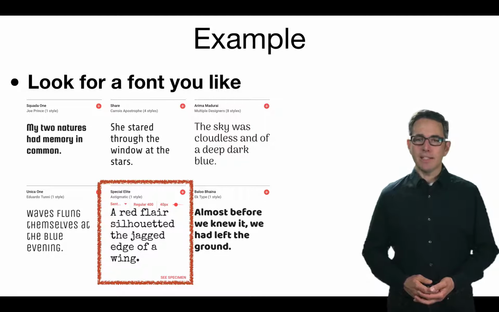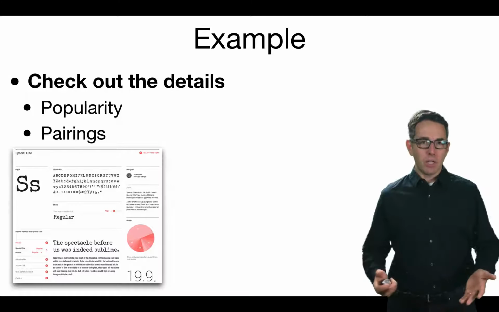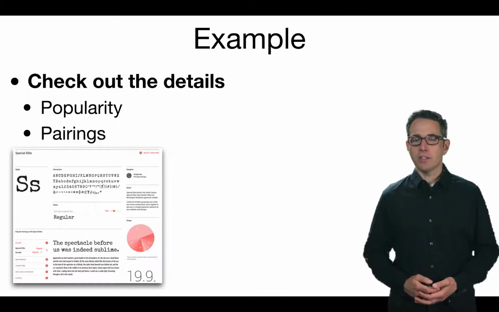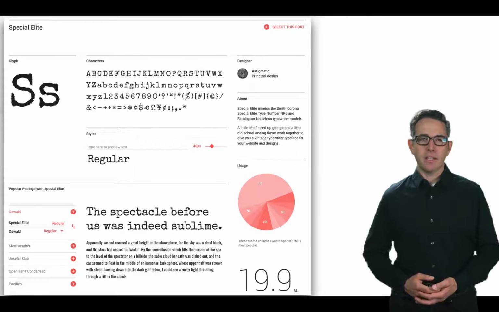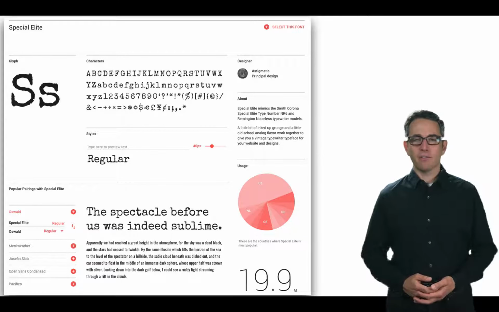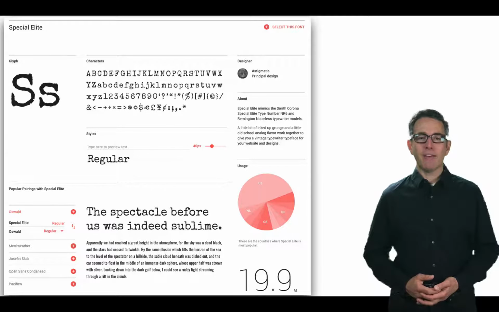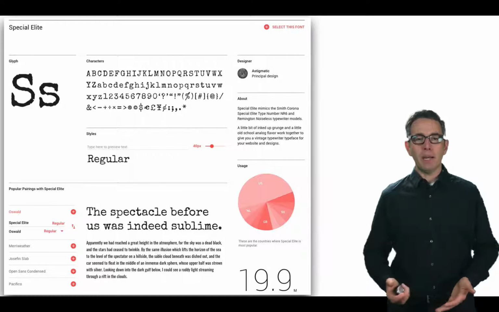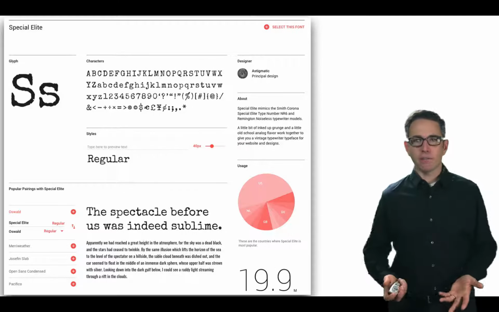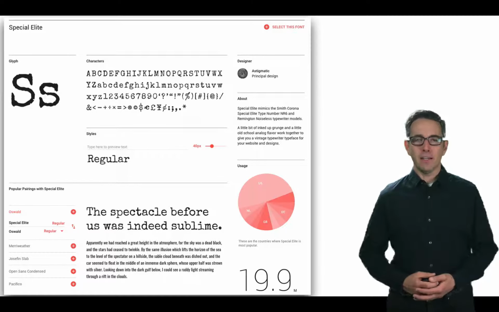So what I'm going to do is select it, and click on the See Specimen link down there at the bottom to get some details about it. When I do that, I can check out the popularity of it, and where regionally it's used. One thing that I like about this interface is that it'll show me pairings of this font with other fonts. If you look down in the bottom left, you can see how the Special Elite font is often paired with other fonts. And the text in the bottom center, where it says the spectacle before us was indeed sublime, is a pairing of a headline in the Special Elite font with some paragraph text in a different font. It's a suggestion for two things you might like to put together, a font palette, if you will.